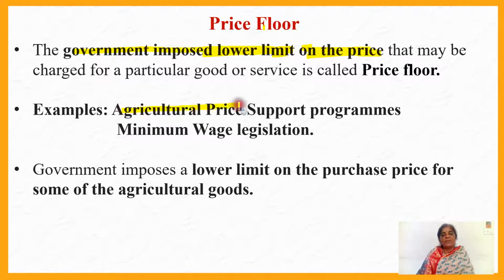Examples of the price floor are agricultural price support programs and minimum wage legislation. In minimum wage legislation also, the company owners or the employers could exploit the wage laborers. Therefore, there also the government sets a minimum wage. Below that minimum wage, nobody can reduce the wage. Thereby, they protect the labor force also. Therefore, what we mean by a government-imposed price floor is a lower limit on the purchase price for some of the agricultural goods. Nobody can lower the price below this limit set by the government.